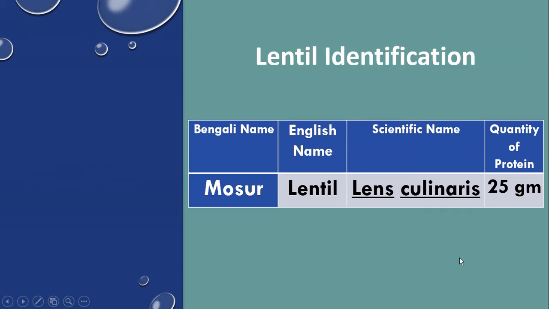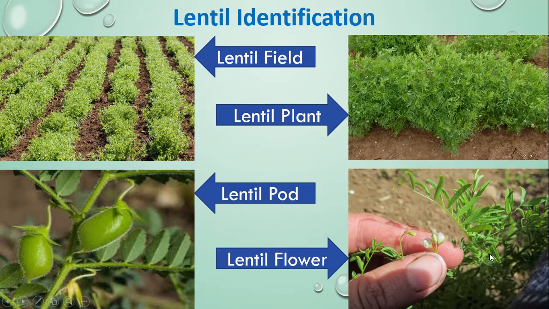And now the cultivation method of pulse crops. Before that, we have to understand the identification. The Bengali name of this crop is Mosur dal, as we know very well. The English name is lentil. The scientific name is Lens culinaris. And the protein we can get from this plant is about 25 gram each. So you have to memorize this part, like scientific name, English name and Bengali name. It may come in the exam as well.